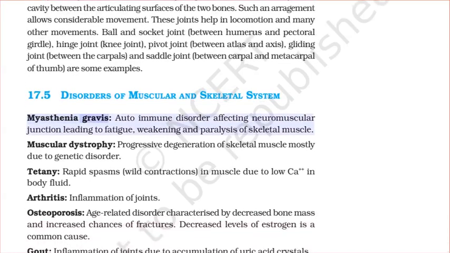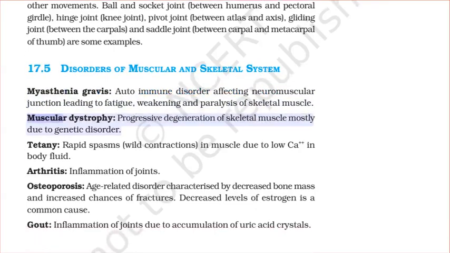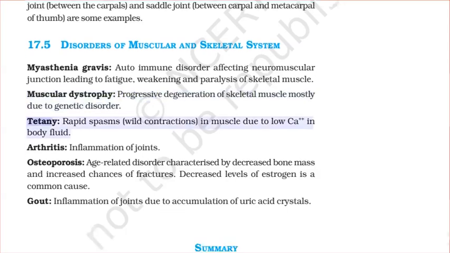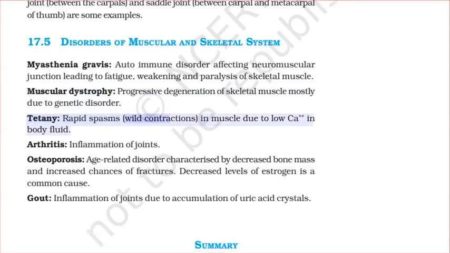Myasthenia gravis: autoimmune disorder affecting neuromuscular junction leading to fatigue, weakening, and paralysis of skeletal muscle. Muscular dystrophy: progressive degeneration of skeletal muscle mostly due to genetic disorder. Tetany: rapid spasms, wild contractions in muscle due to low Ca++ ions in body fluid.